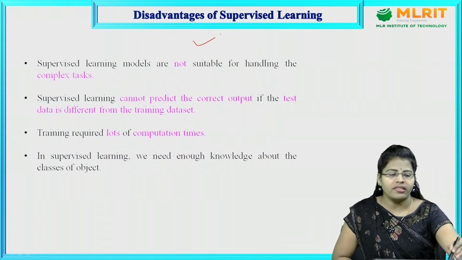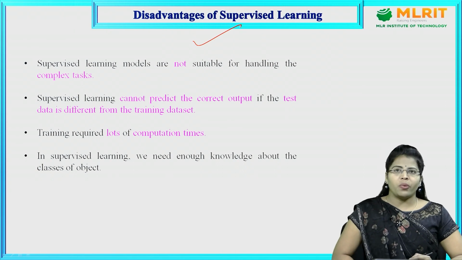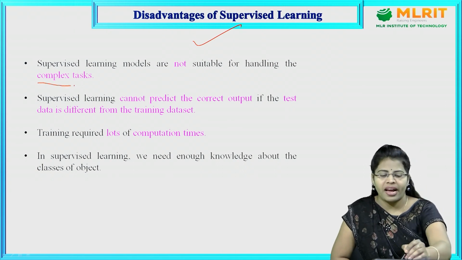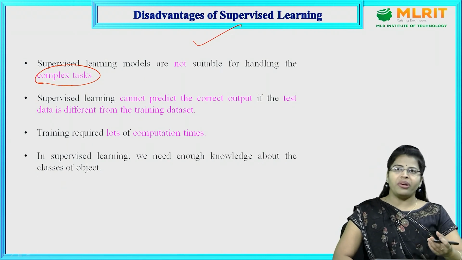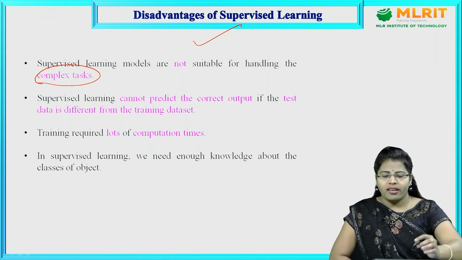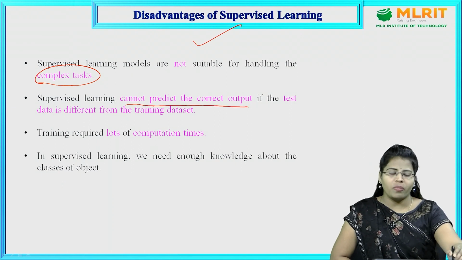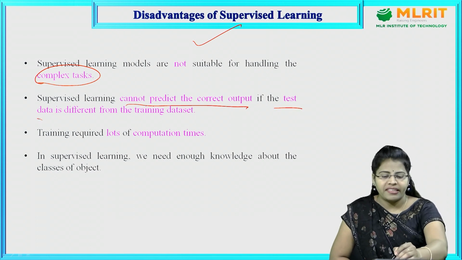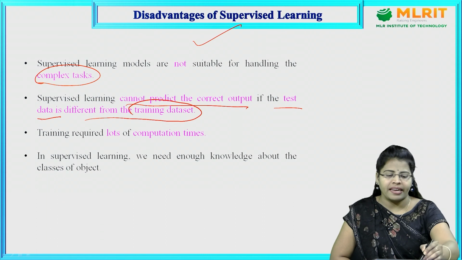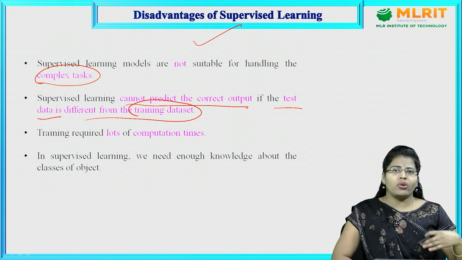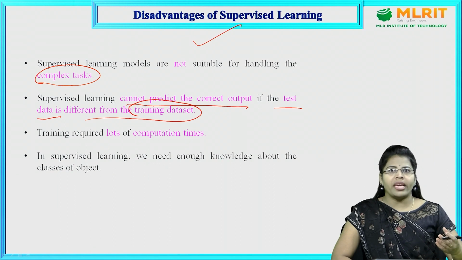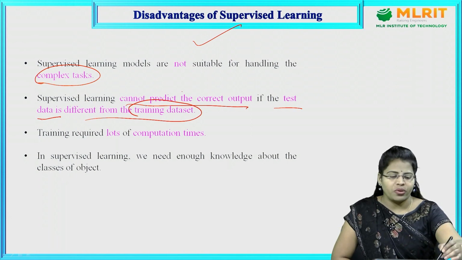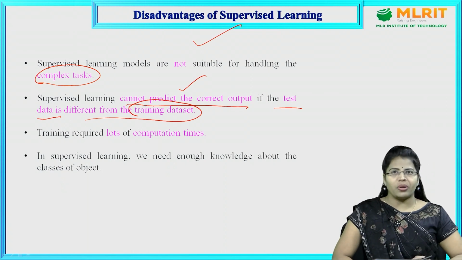Next, coming to the disadvantages of supervised learning. Supervised learning models are not suitable for handling complex tasks; they only solve simpler tasks. Supervised learning cannot predict the correct output whenever you give test data different from the training data set. Whatever training data set you train the model on, you have to give input from that training data set. If you give input different from the training data set, it is going to predict the wrong output. That is one of the disadvantages.